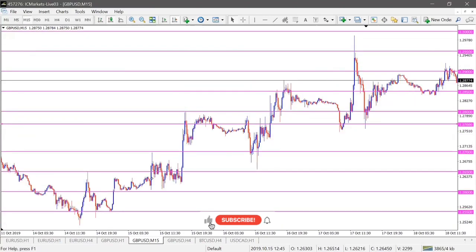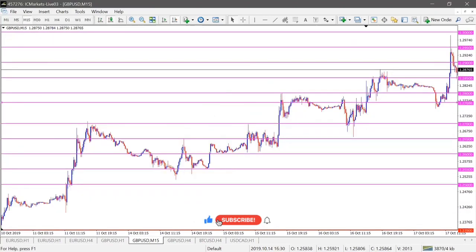All right, you can see another one again. This is our evening star: bullish candle, this one with no true body, then another bearish. What happened? It dropped 100 pips.